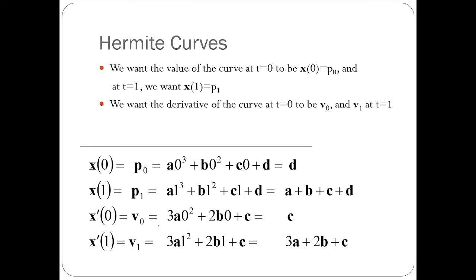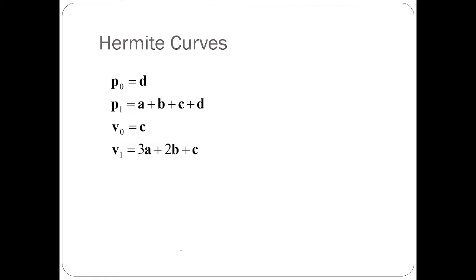x'(0) = v0 = 3a t^2 + 2b t + c = c. x'(1) = v1 = 3a t^2 + 2b t + c = 3a + 2b + c.